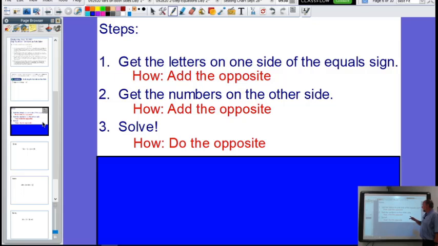Get your letters on one side of the equal sign, and we do that by adding the opposite. Get the numbers on the other side, and we do that again by adding the opposite, and it makes no difference which side they're on. We just typically like our letters on the left and our numbers on the right. So that's how we typically work through them. And then last but not least, we solve.